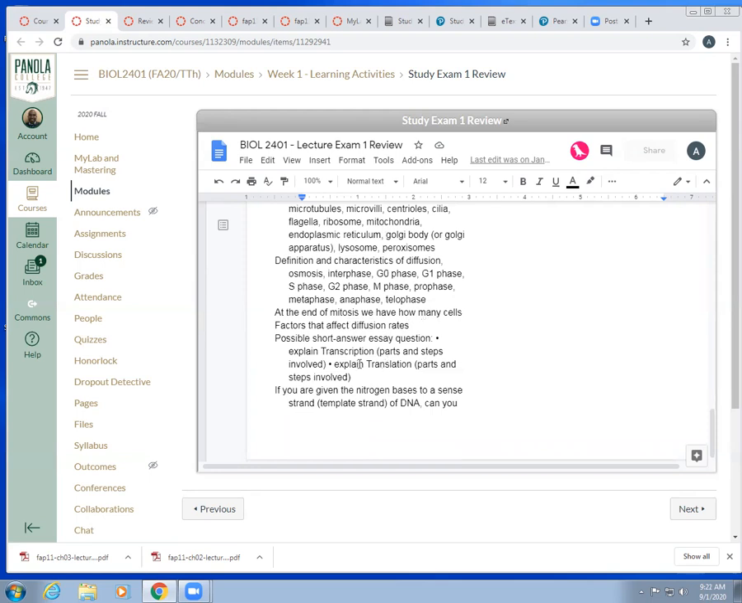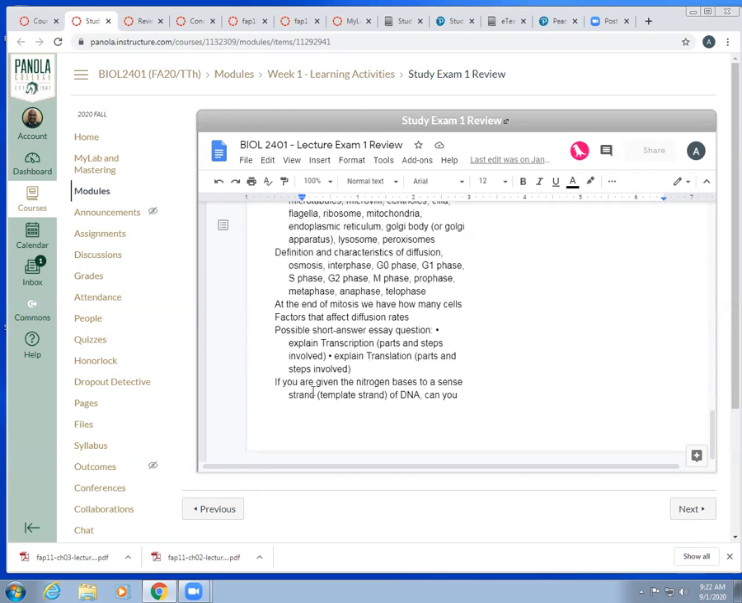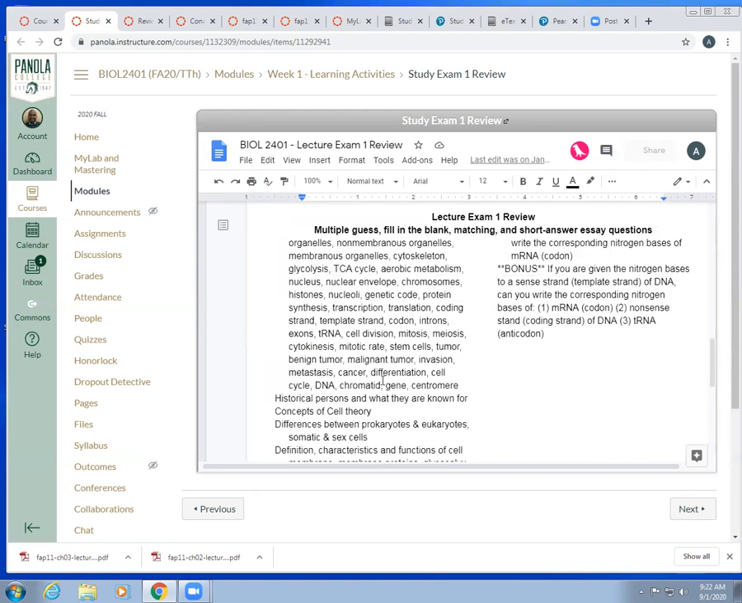Factors that affect diffusion rates, we'll learn about that. A possible short answer essay question for the test will be to explain transcription or translation. You could also be given some strands of nitrogen bases. We haven't covered this yet, but I'm just introducing the concept to you. You might have to make a corresponding mRNA strand, which we'll learn about. And then some bonus is not just making mRNA, but also making a coding strand of DNA and tRNA anticodon. Again, you don't know any of this yet. That's what we'll learn in chapter 3.